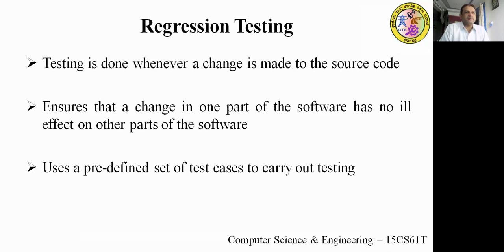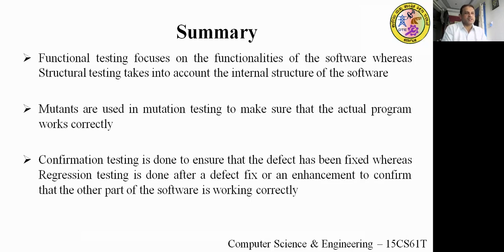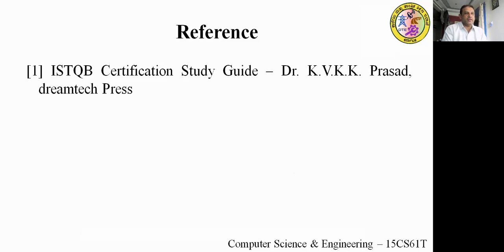Testing is done whenever a change is made to the source code. It ensures that a change in one part of the software has no ill effect on other parts of the software. It uses a predefined set of test cases to carry out testing. So regression testing is when you make any changes, they should not affect other parts of the program. We do testing. That is what we call regression testing. So these are the things we discussed in today's class. Any other things?